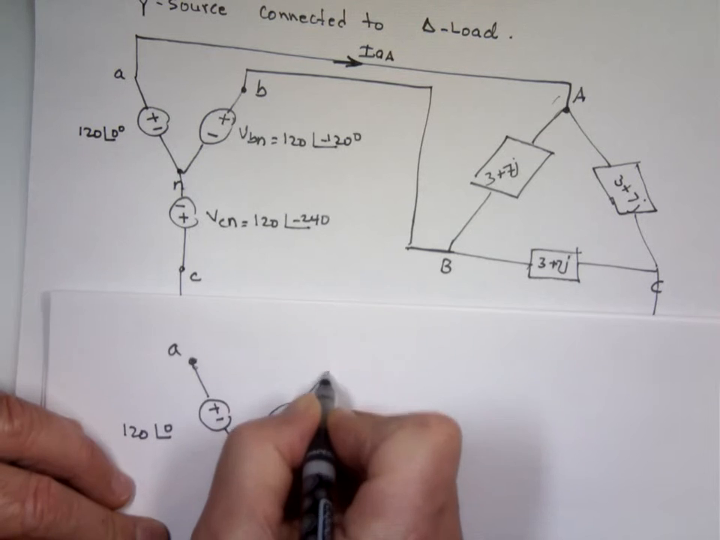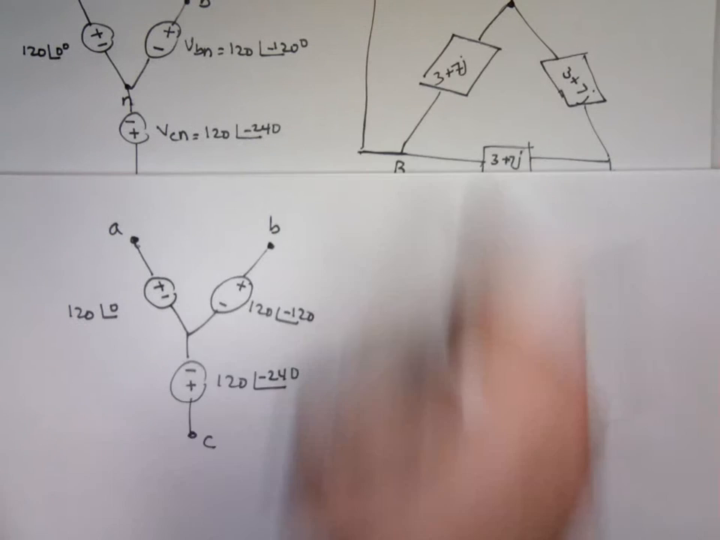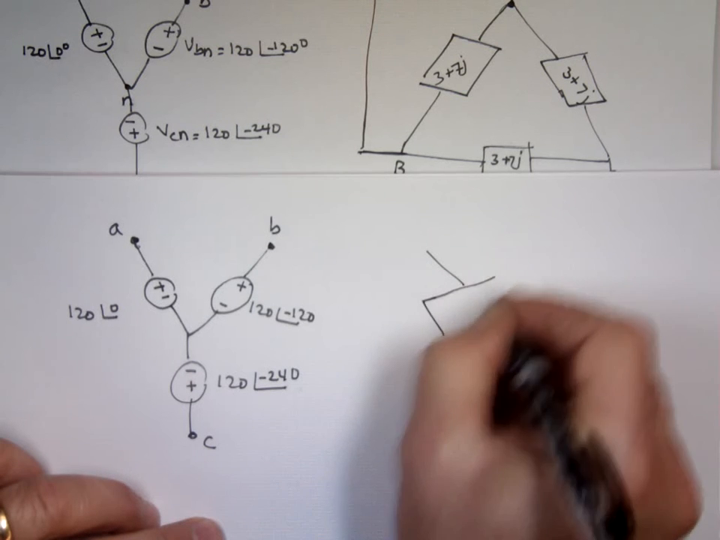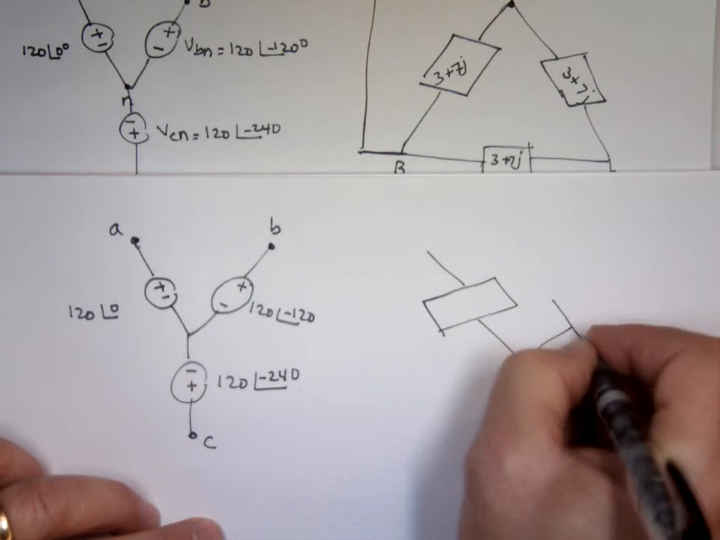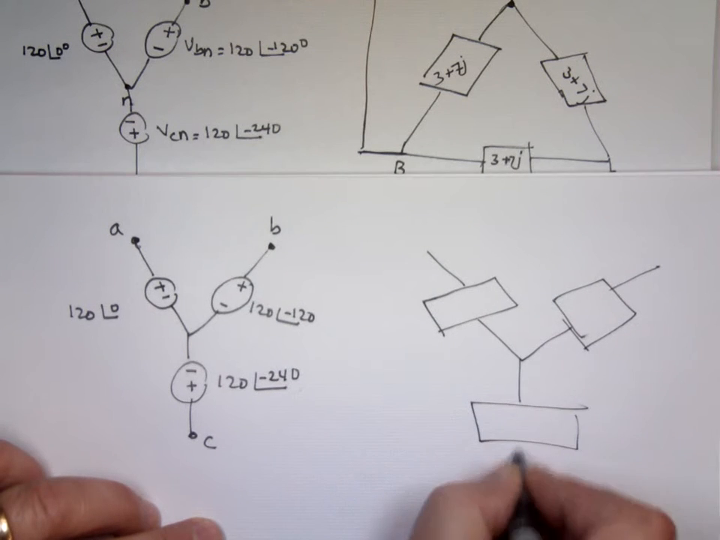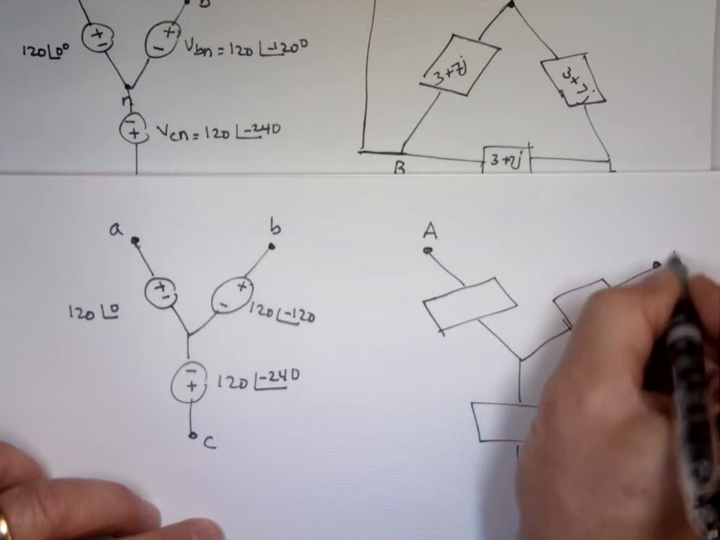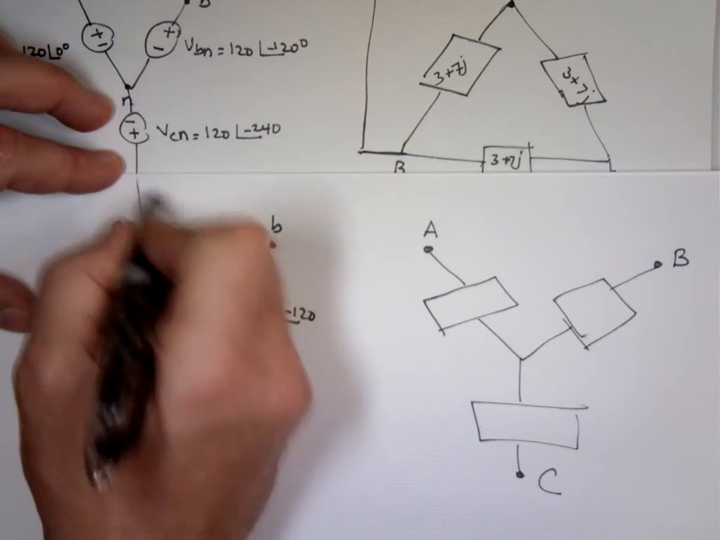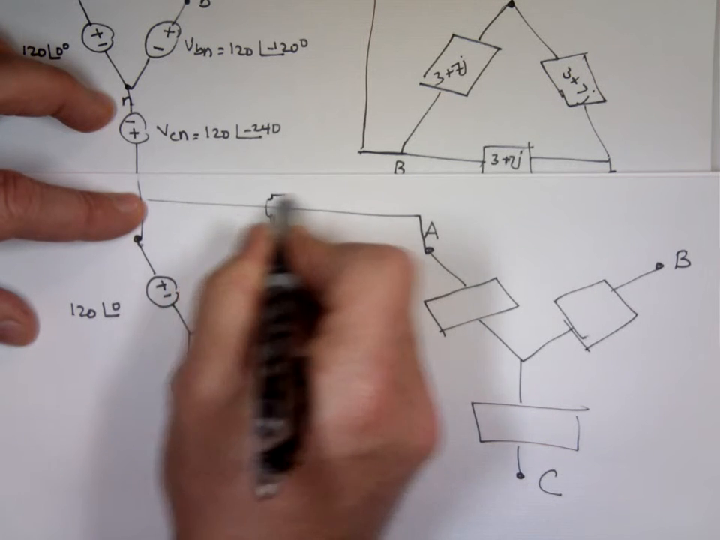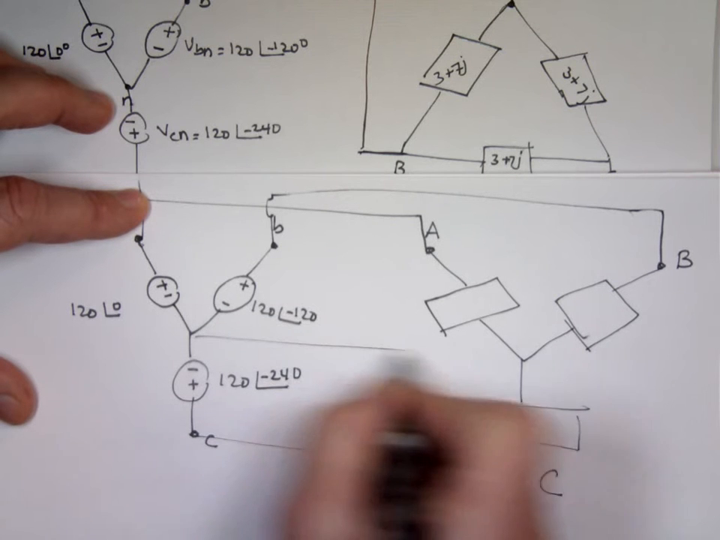A, B, and C. And you can take that load now and you can change it to a Y load. Capital C, capital A, capital B. A is attached to A. B is attached to B. C is attached to C, and N is attached to N.